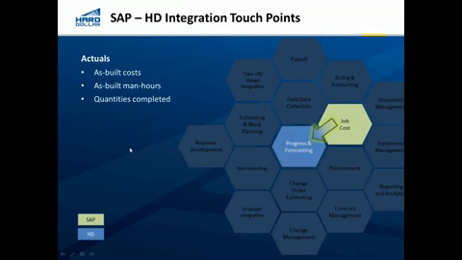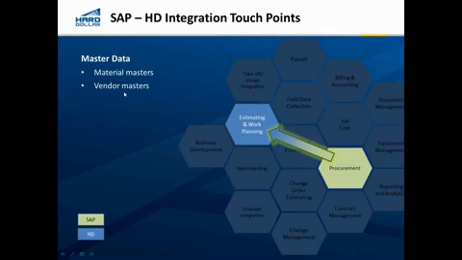We're also going to take actuals back. So as-built costs are entered into SAP and as-built man hours are entered into SAP, those comparisons are going to drive back into HardDollar so that we can put the as-builts right next to the estimate as well as the earned and the quantities completed. On the master data, that's pretty obvious as well. Material masters are going to drive from SAP back into HardDollar, so we're going to update our price list with all the material masters as well as the vendor master information, updating those lists for not only current estimates but also future estimates that are going to be calculated from HardDollar.